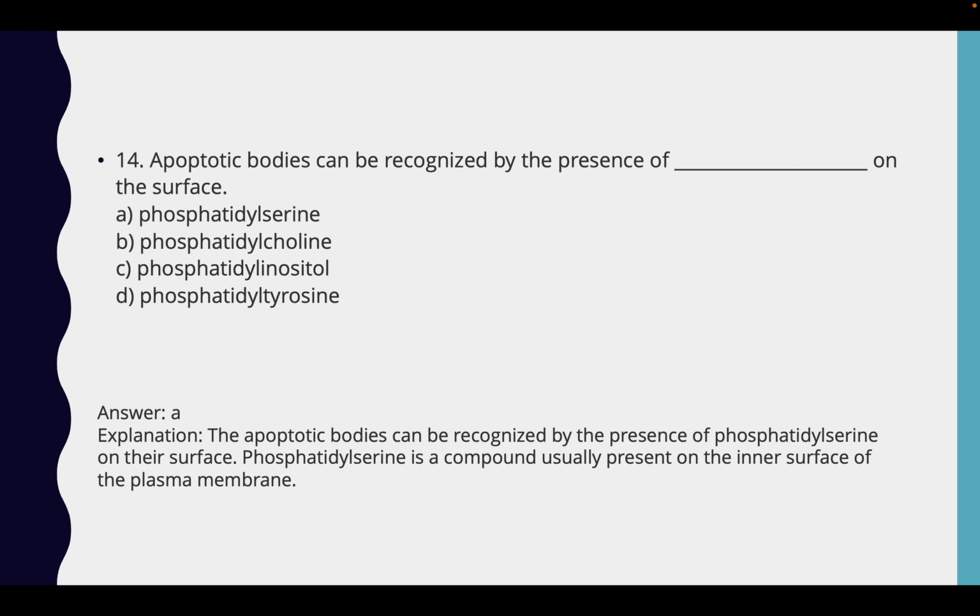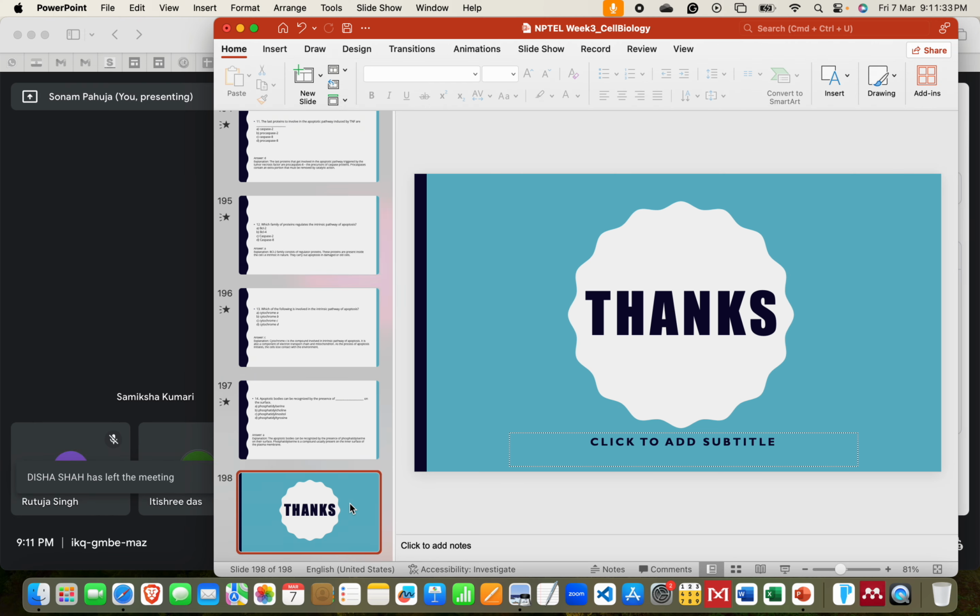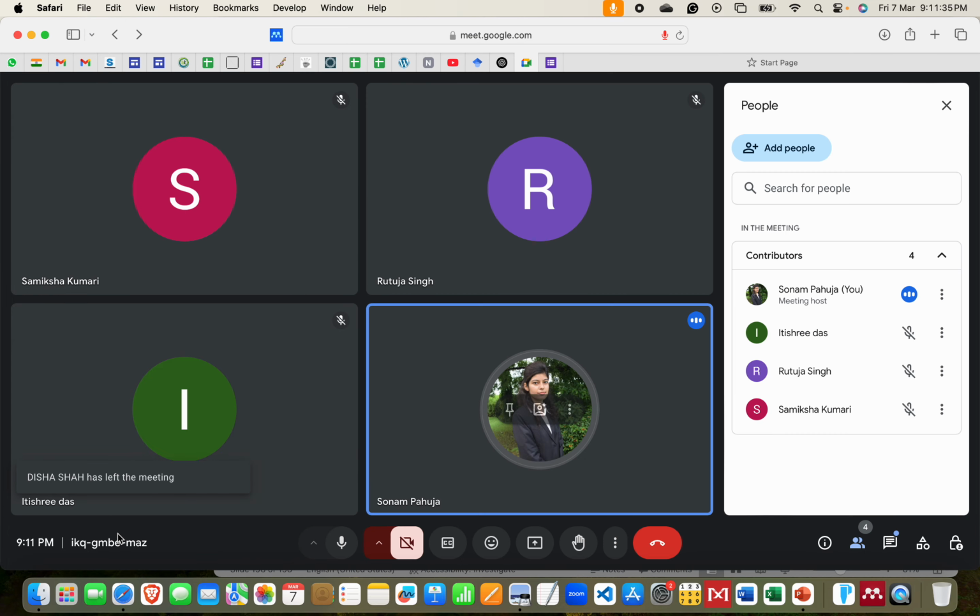It is phosphatidylserine. Apoptotic bodies can be recognized by the presence of phosphatidylserine on their surface. It is a compound which is usually present on the inner surface of the plasma membrane. So, it is involved in the recognition and removal of apoptotic cells by phagocytes. Okay, so these questions have been covered today, and I can show you the pathway which I was talking about.